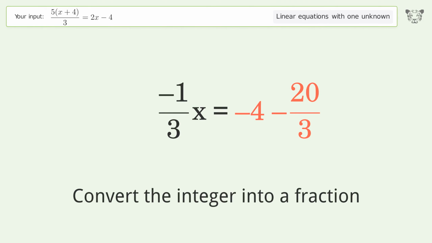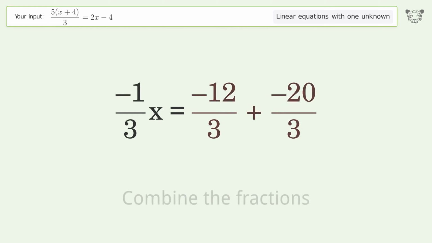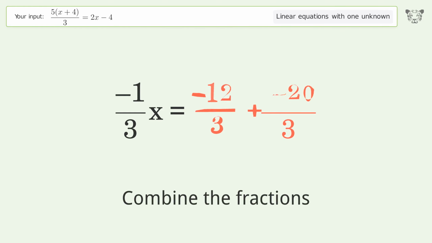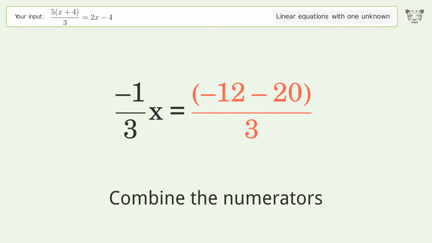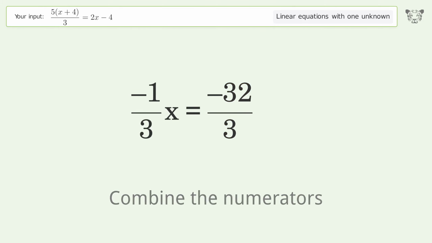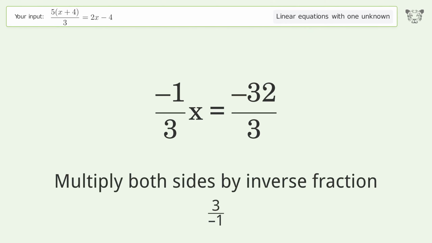Convert the integer into a fraction. Combine the fractions. Combine the numerators. Isolate the x. Multiply both sides by the inverse fraction 3/-1.